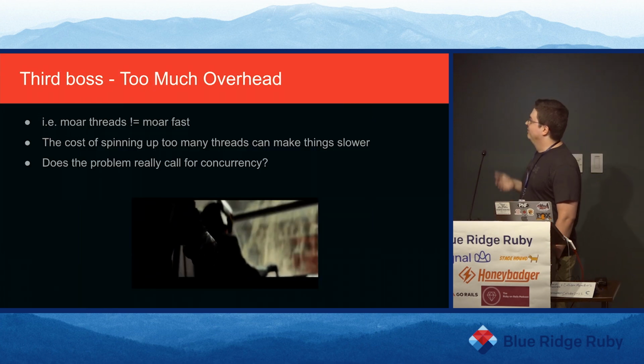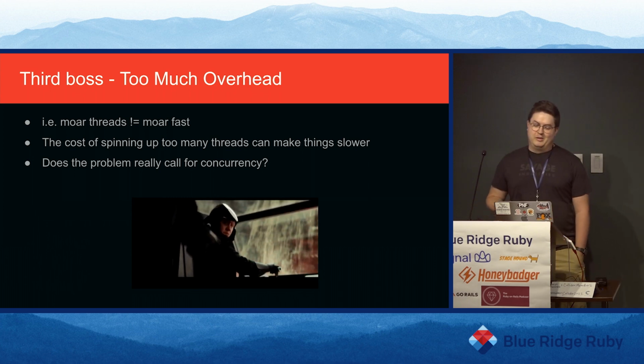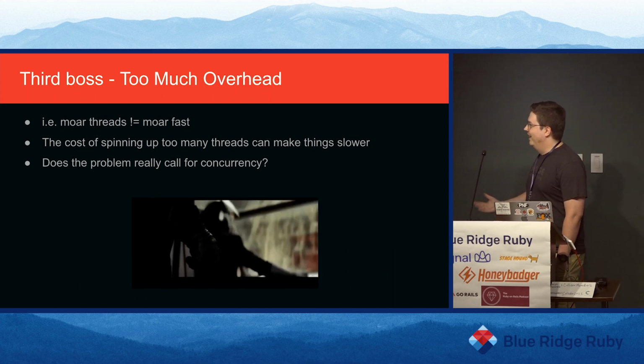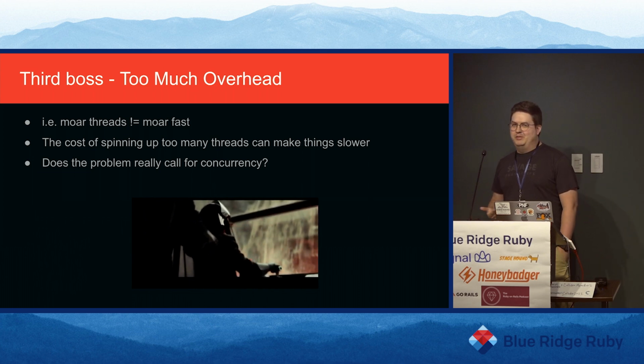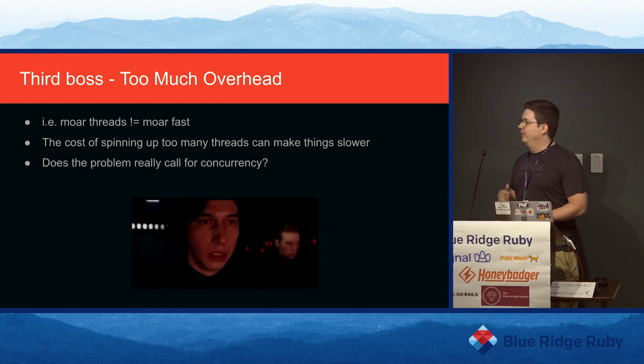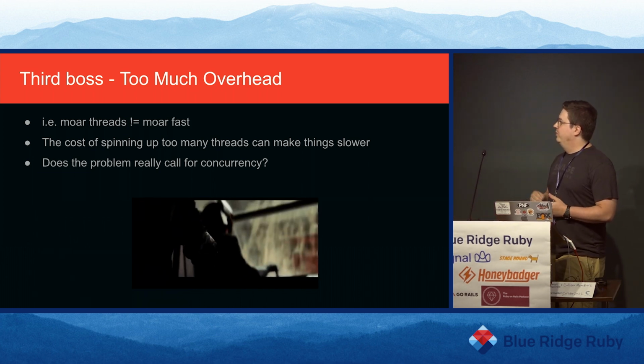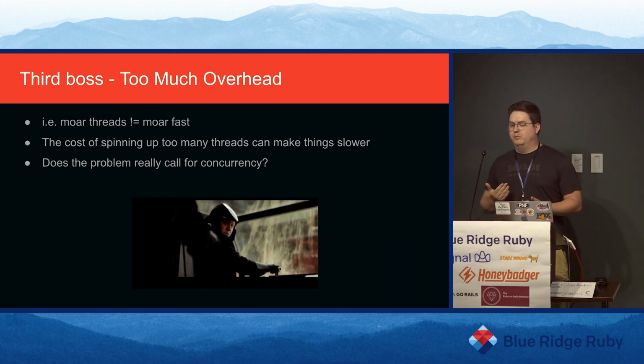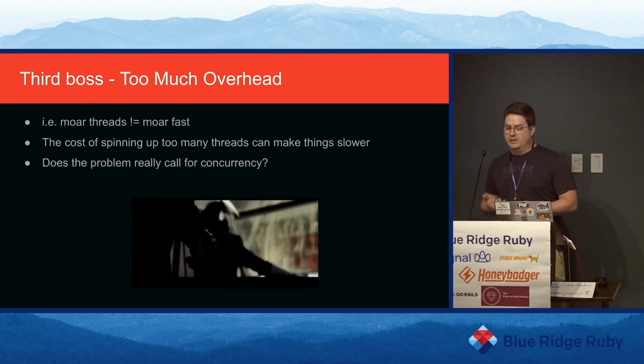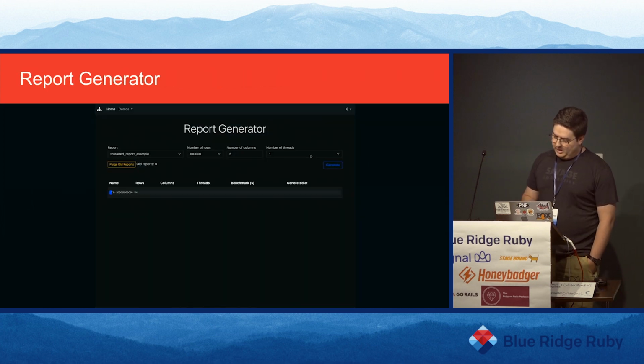Now we have our third boss, too much overhead. More threads does not always equal more fast. The cost of spinning up too many threads can actually make things slower. And just be aware that not all problems warrant concurrency.